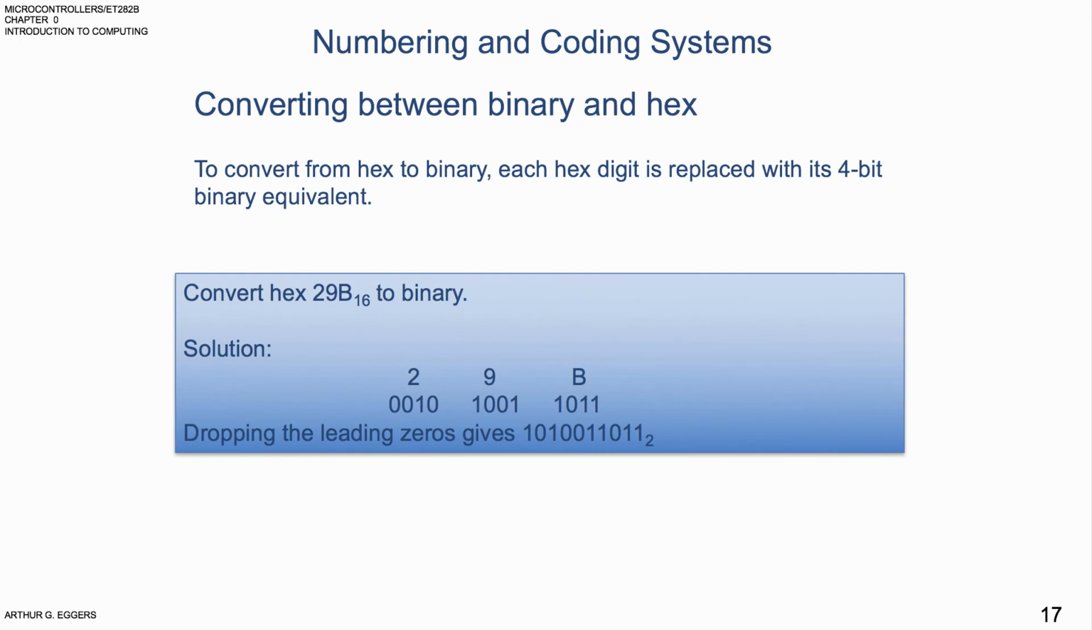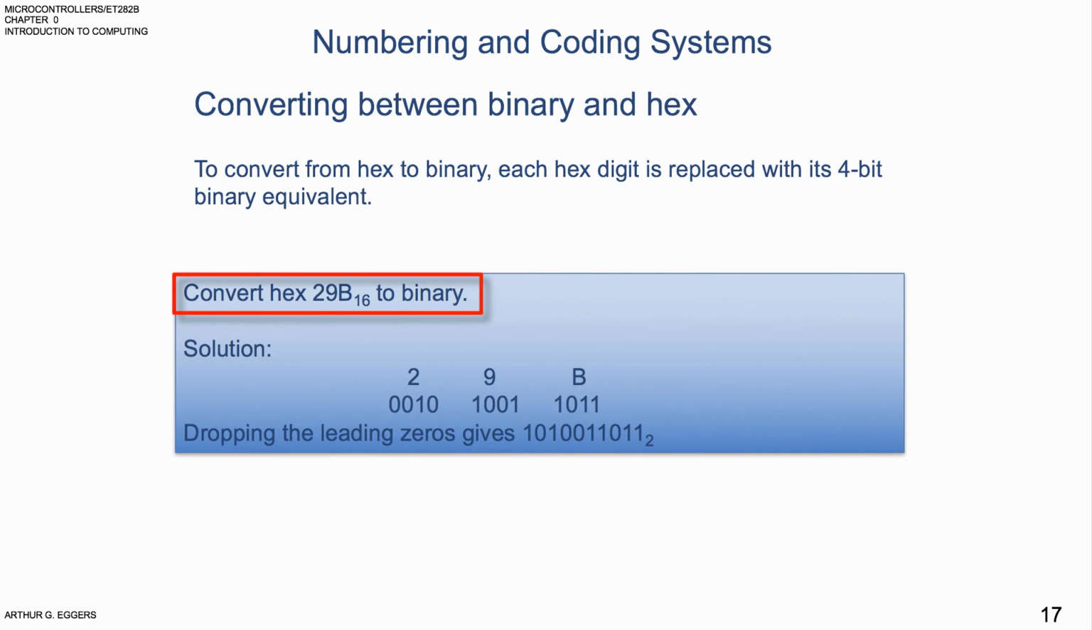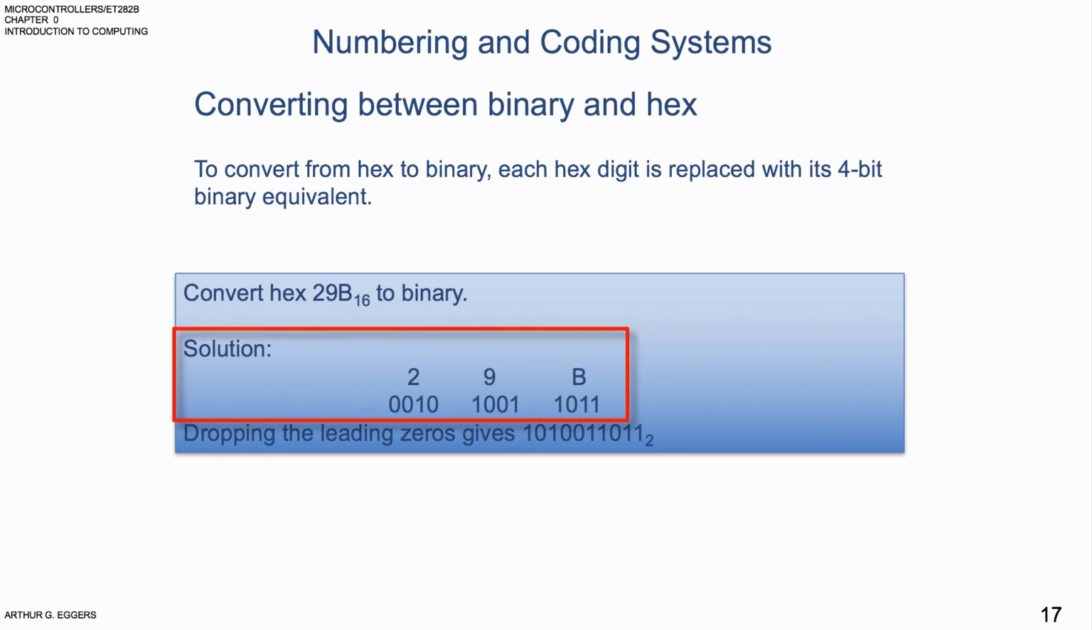To convert from hex to binary, we go the opposite way. Each hex digit is replaced by its 4-bit binary equivalent. So if we're given a hex number of 29B hex and we want to convert it to binary, all we have to do is look at the table, or if you've got them committed to memory, the number 2 is a binary 0010 because that's the only weighted place where there's a value. The number 9, 1001, the weighted value of 8 plus a 1.